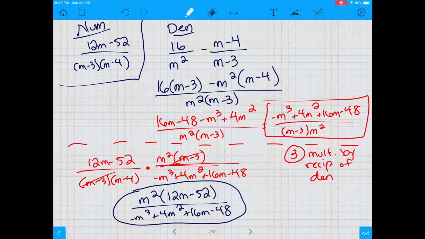Now, for this particular unit, we're not going to worry too much about excluded values. It's not super important. As far as I'm concerned, we dealt with it in all the other ones. I'm not too worried about it. But that's your final answer.